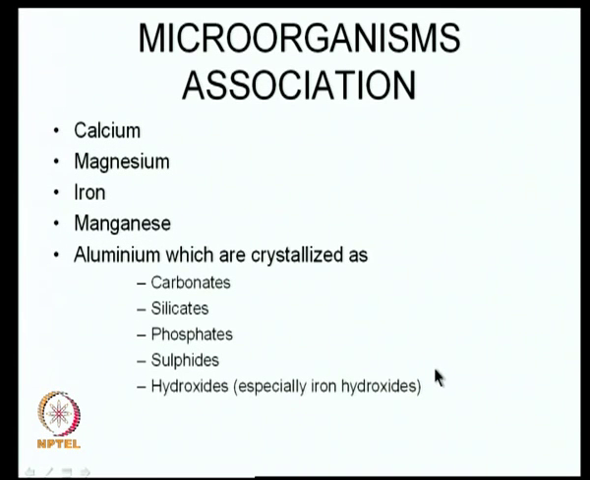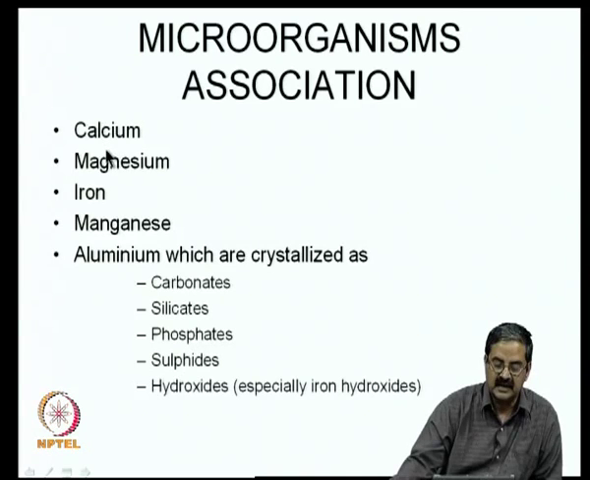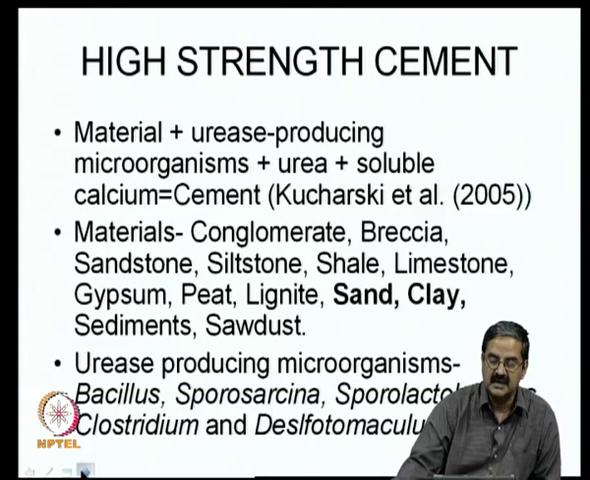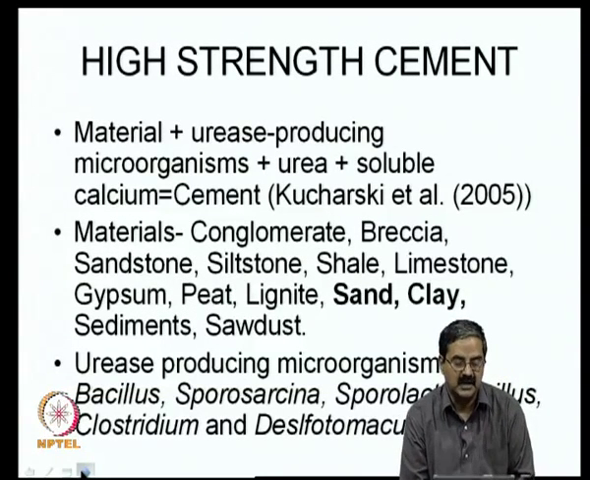You have a couple of materials that are required here, and they are quite helpful in the formation of cementation. If you have calcium, magnesium, iron, manganese and aluminum, which are clusterized as carbonates, silicates, phosphates, sulfates and hydroxides, definitely there is a possibility that you get good cementation.